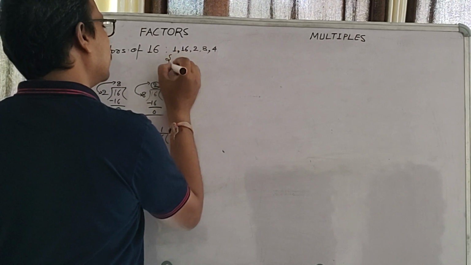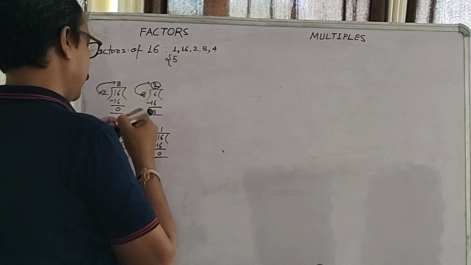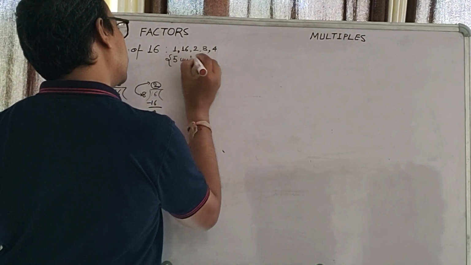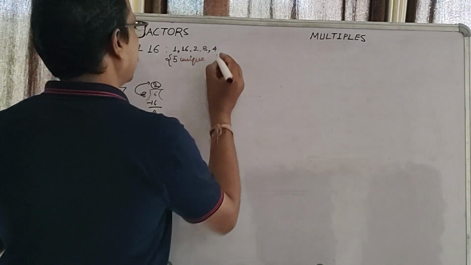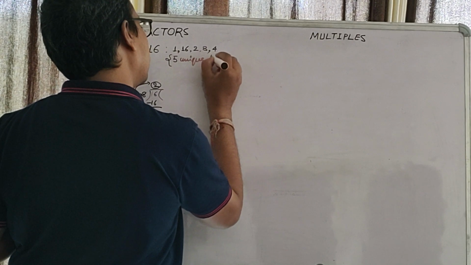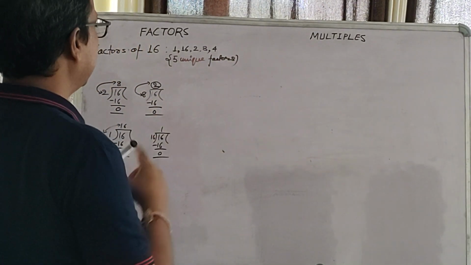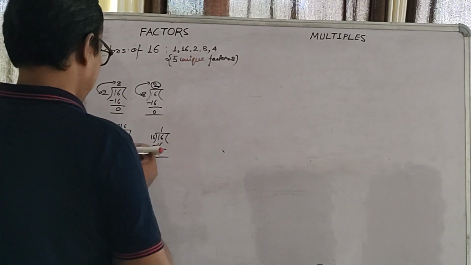16 has 5 unique factors, okay? Yes. 16 has 5 unique factors. So similarly, you can go and consider any other number.